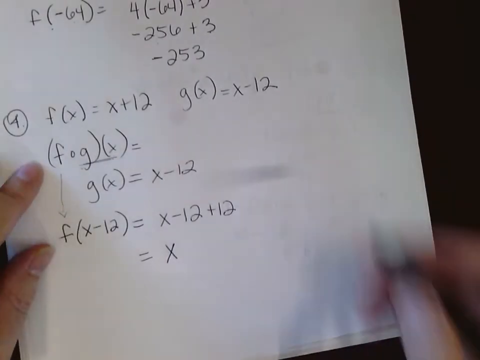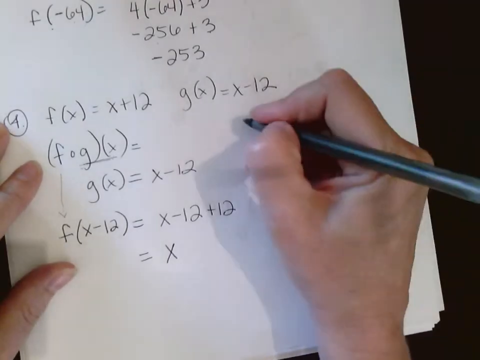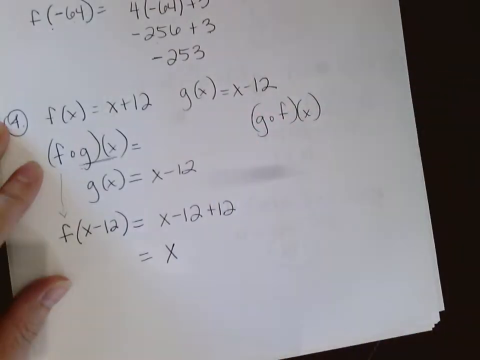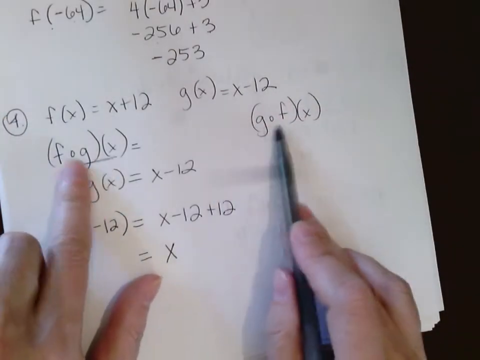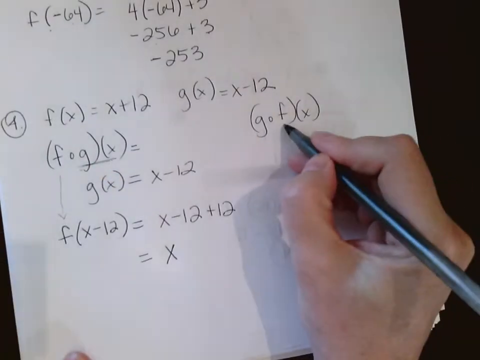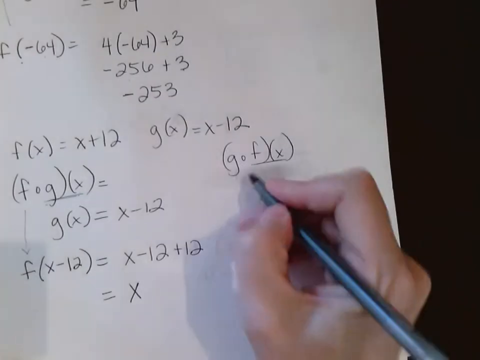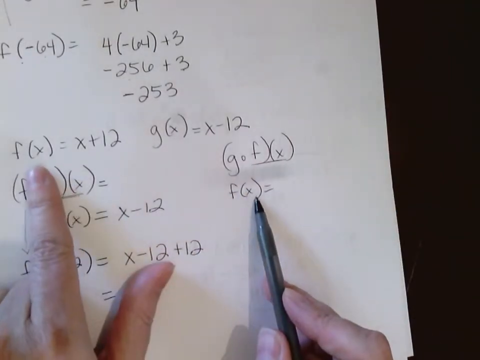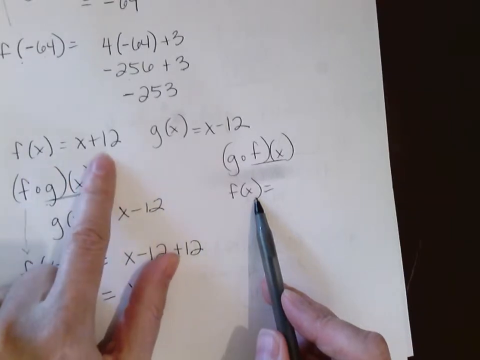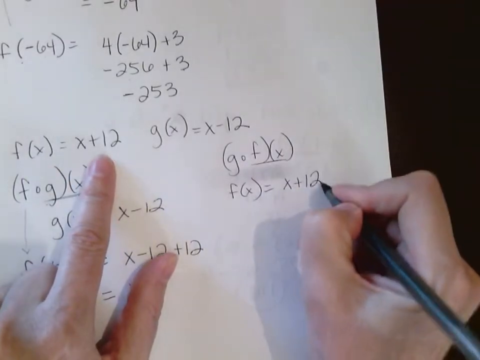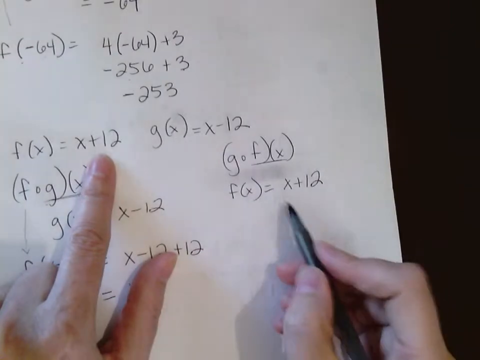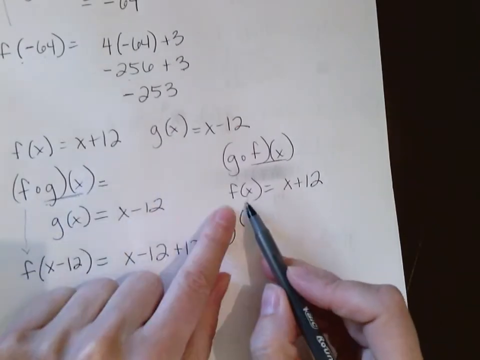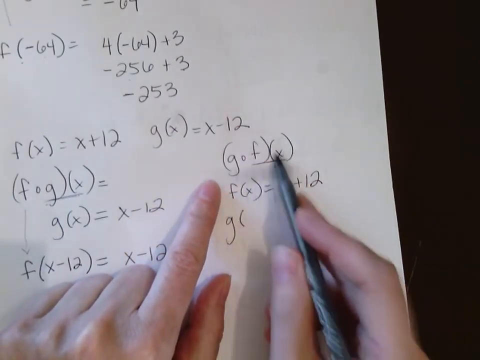Okay, now it wants me on the same problem to find g of f of x. Do you see all I did was switch around this f and g. So I am finding first off this position, f of x. There's your f of x, and I already know what it equals. f of x equals x plus 12. So now I drop down the g, and I'm finding g of whatever that answer was.